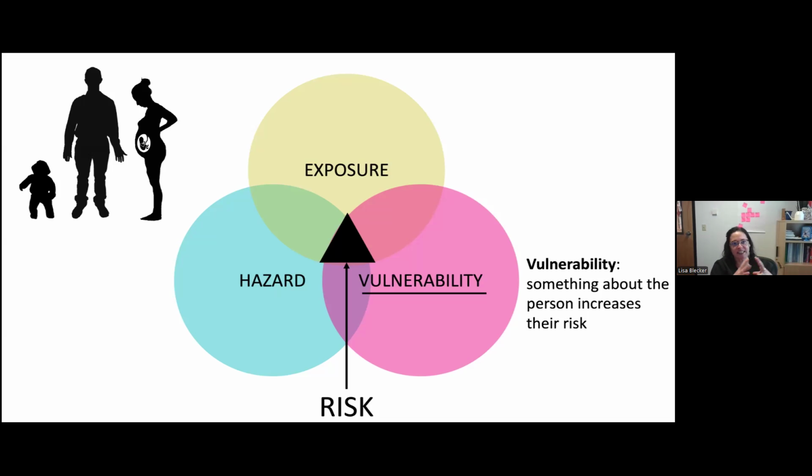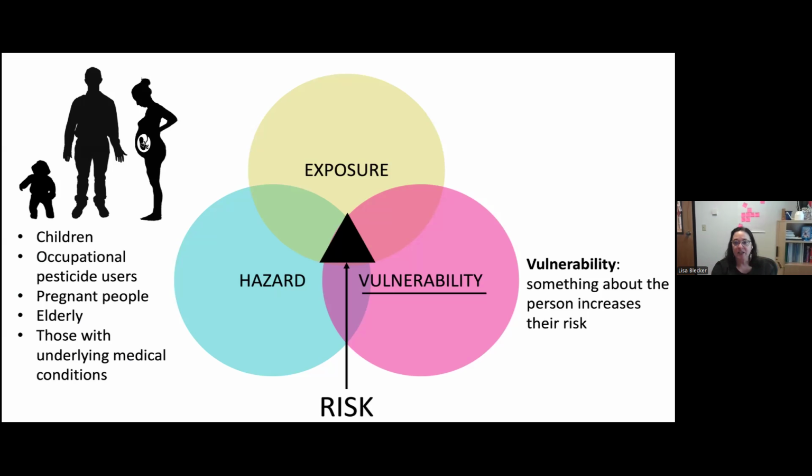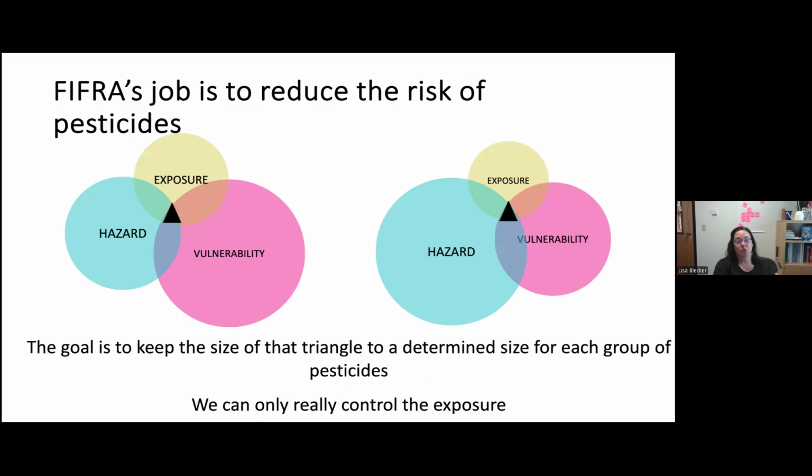And you really can't change the hazard of a pesticide or the toxicity, right? A chemical is toxic at its level. A person is vulnerable at its level, right? These are just inherent properties. So in general, what we can do is reduce the exposure, okay, to reduce our risk. And so that's what I like to talk to people about.